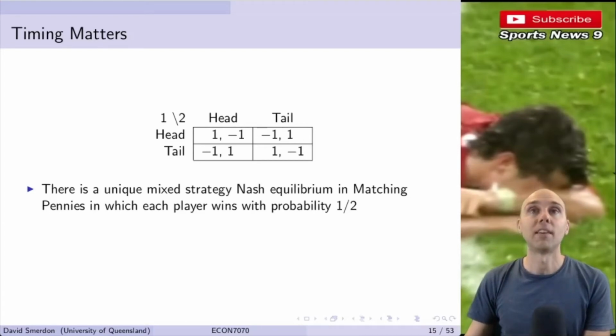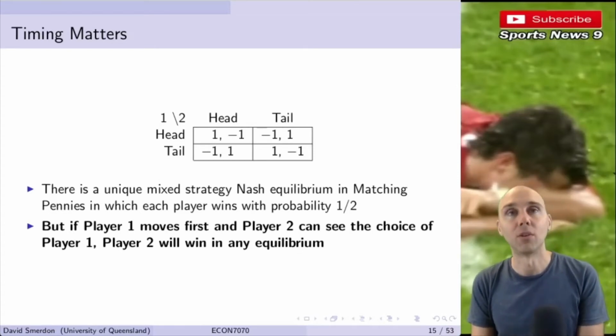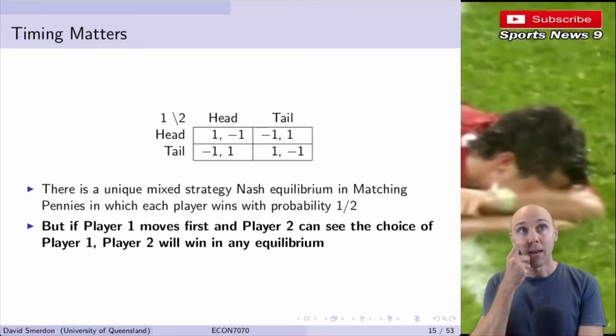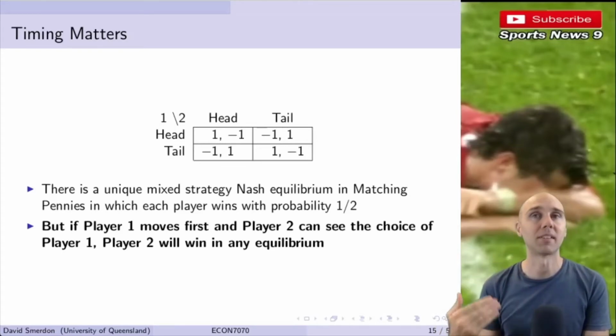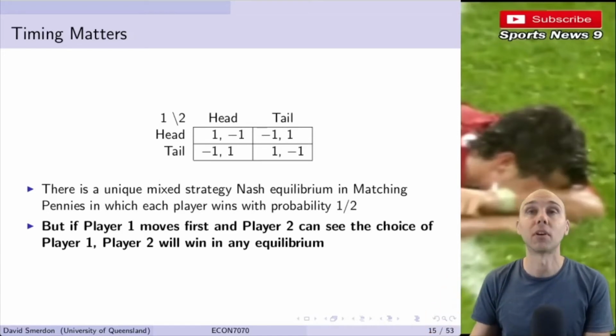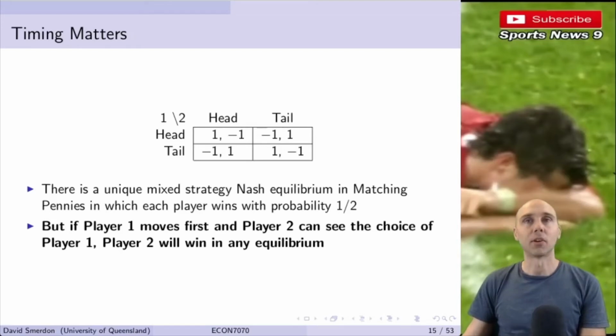So what happens if we had the matching pennies game, but player 1 moves first, and then player 2 can see the choice? Well, in the matching pennies game, there is a huge advantage to going second, to seeing this information. You just see what the other person chooses, you choose your best response, the other player has no chance to change their mind, so player 2 is going to win in any equilibrium. And this is something we haven't seen so far.